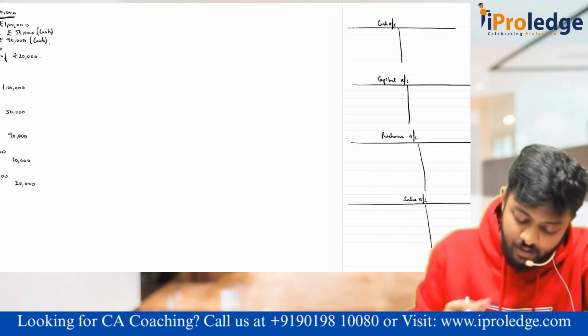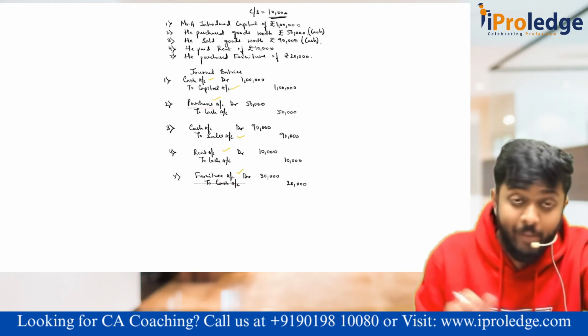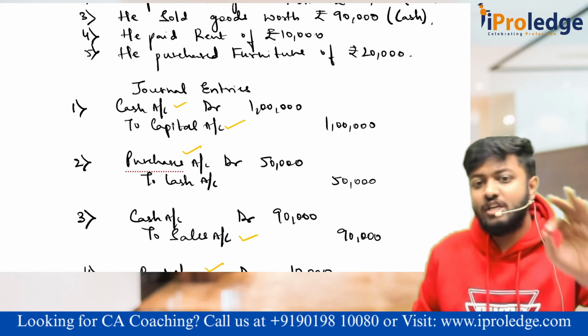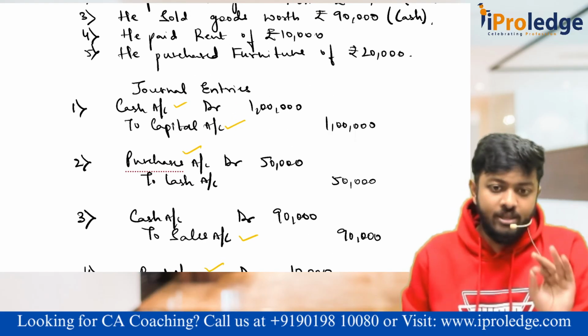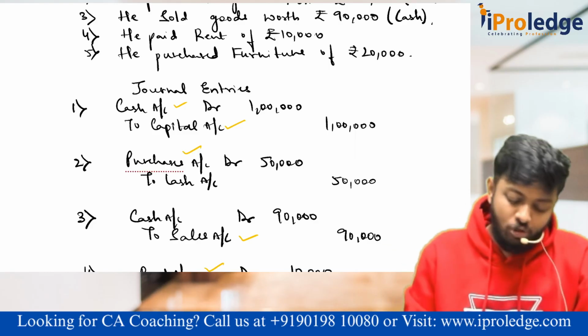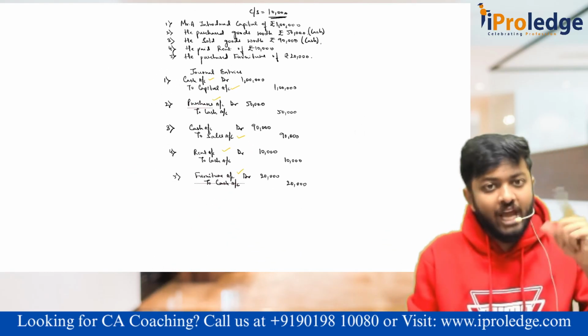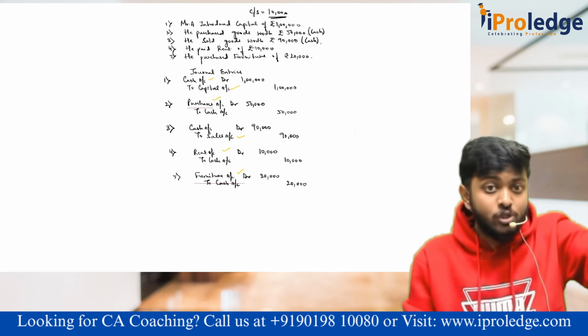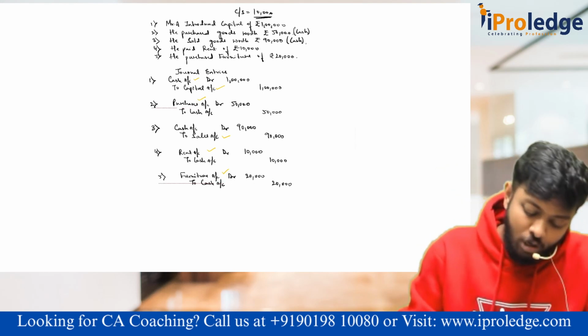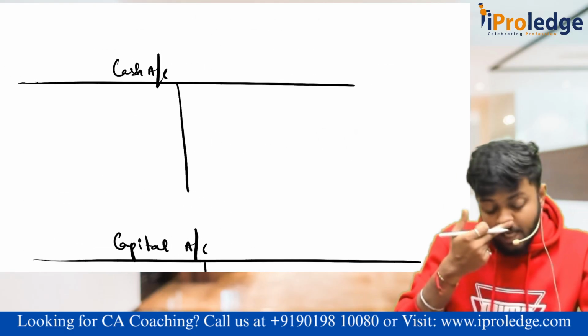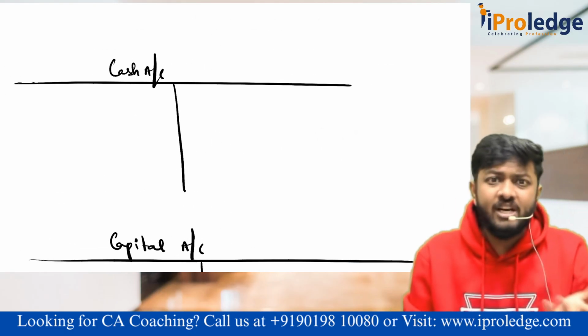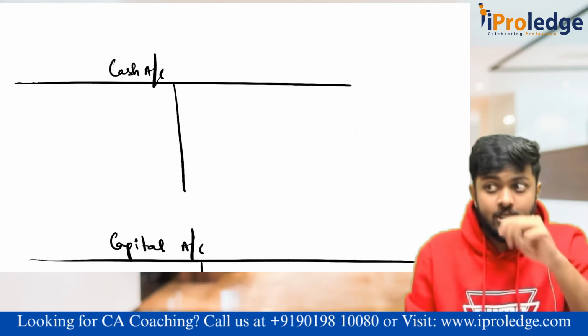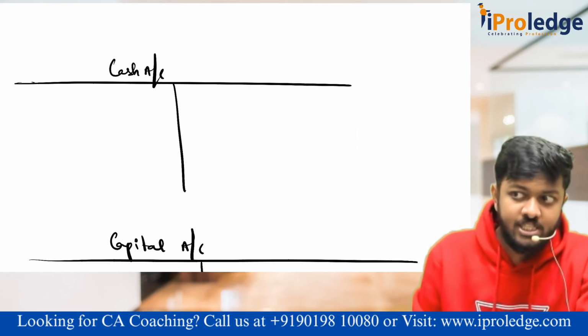So how to summarize? Come back to journal. The first entry is cash account debit to capital account. This I have to post in ledgers. How to post it? 2 accounts are involved: cash account, capital account. That means entries should come in cash ledger account also, capital ledger account also. So come to cash ledger account. Sir, in cash, which side, sir, debit side or credit side? Confusion now. It's very simple. Just see what is the journal entry.